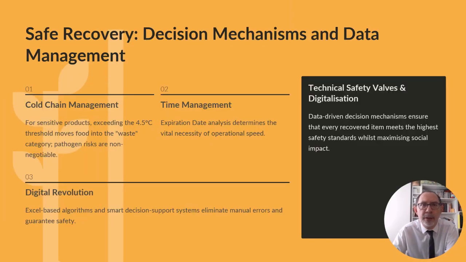There is no room for error in food recovery. We have two primary safety valves to ensure safety: cold chain management and shelf life analysis. Technically, for animal-based and sensitive foods, we have a critical limit of 4.5 degrees Celsius. Every decimal increase above this limit is a celebration for microorganisms and pathogens. A pallet of chicken or dairy products exceeding 4.5 degrees is no longer an aid tool. It is a public health risk.